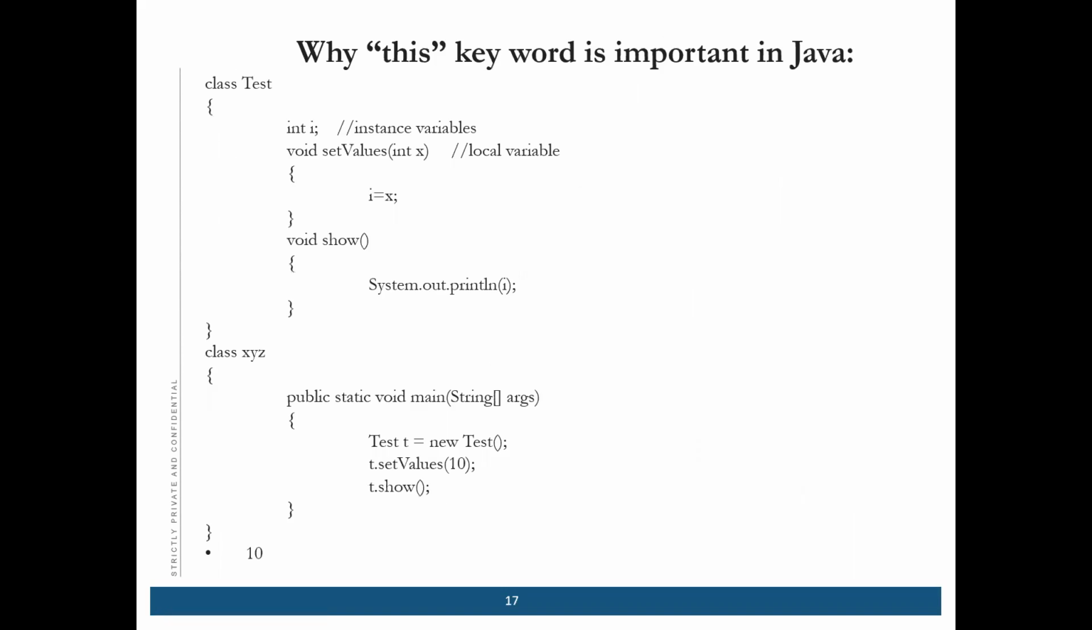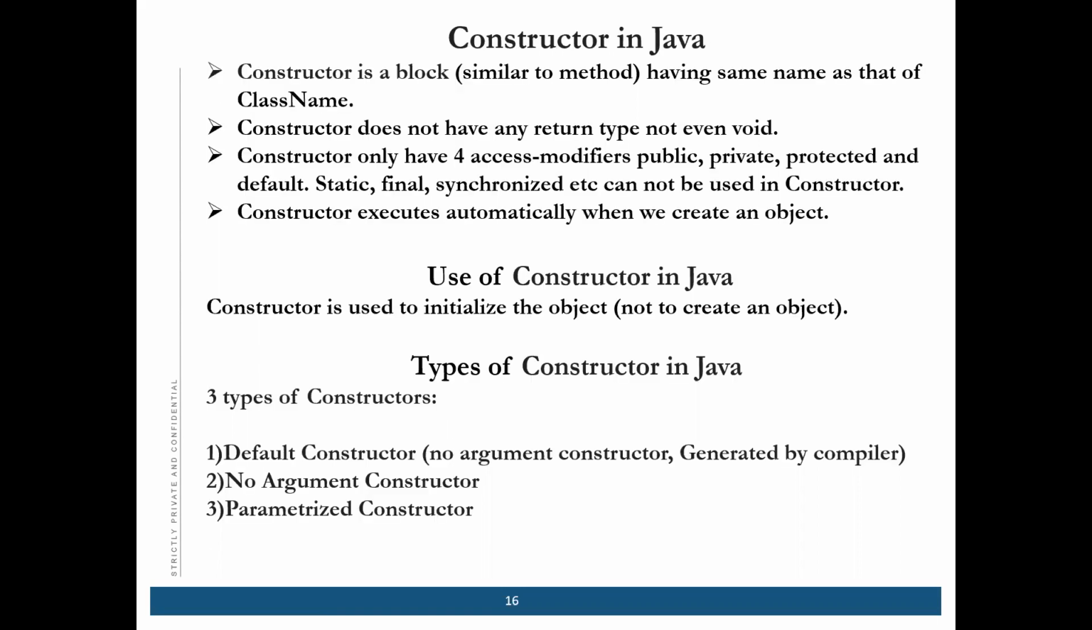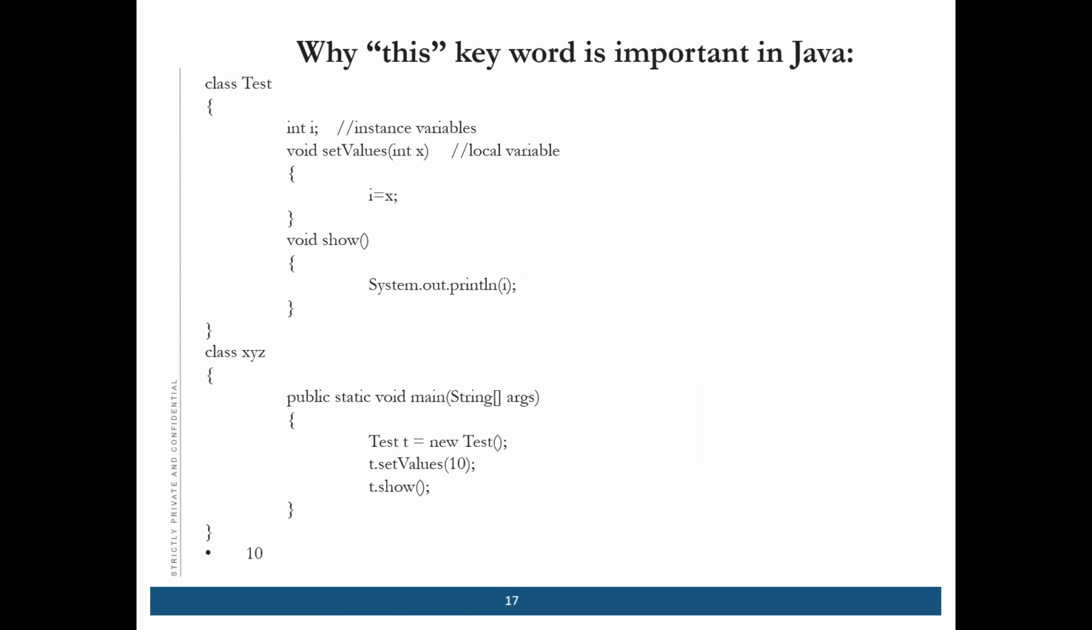So the constructor topic is completed. Now we will come to why the this keyword is important in Java. Suppose there is an instance variable and a local variable. As I told you, if there are different variable names, then it is easy for the compiler to understand. But if it is the same name, it is difficult for the compiler to understand. Okay.